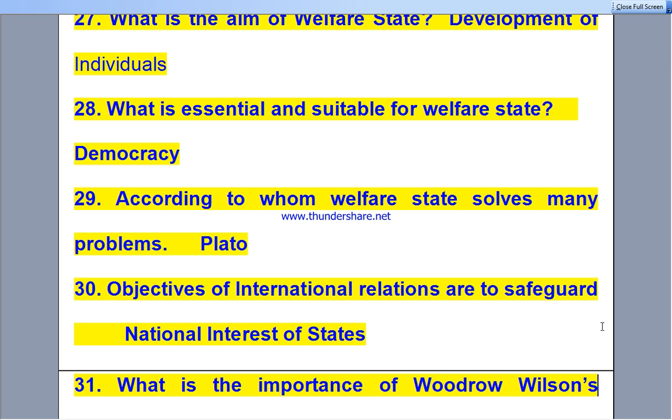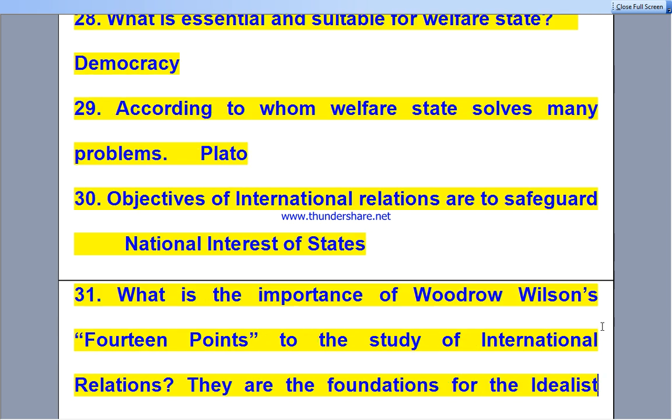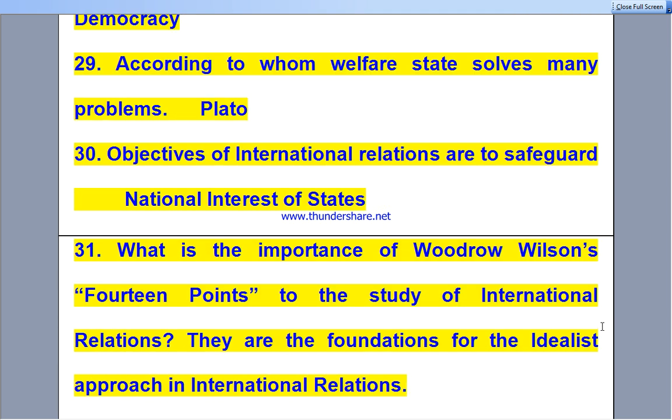What is essential and suitable for welfare state is democracy. In present era, democracy is the best form of government. It is known as government by the people, for the people, of the people. Number 29, according to whom welfare state solves many problems? Plato is also a Greek philosopher, political philosopher.